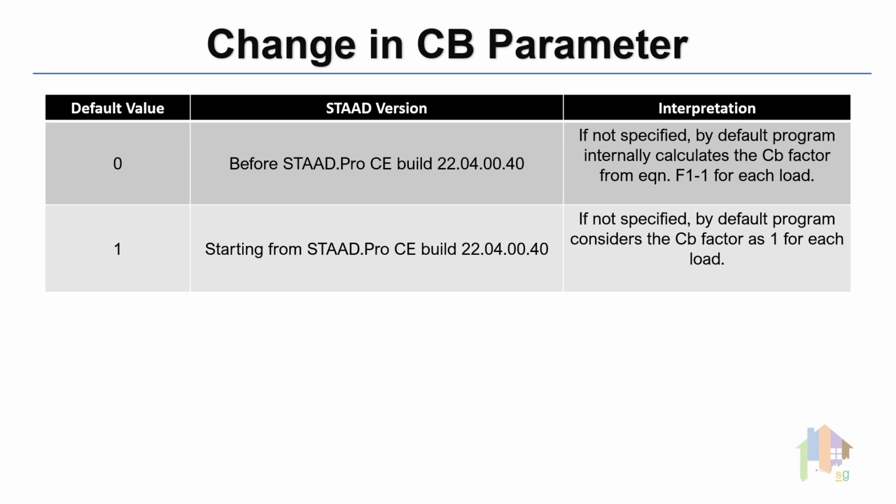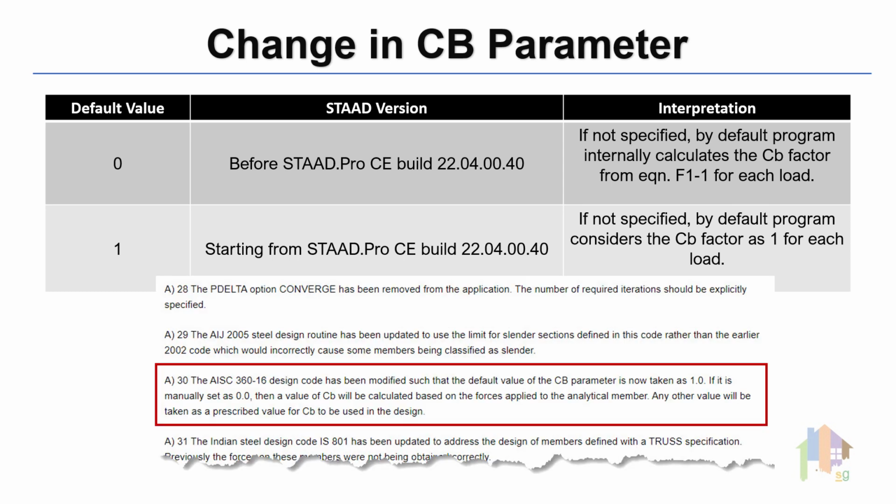In all STAAD versions before the latest update 4 version of STAAD.Pro CONNECT Edition, the default value of CB was 0, which means if you don't specify the CB parameter, the program internally calculates the factor for each load case, and that was used for the design. In the latest version, the default value is modified to 1, which means now the program considers the factor as 1 by default to calculate the lateral torsional buckling strength. The program no longer calculates the factor internally, and only if the CB value is provided as 0, then it is calculated. You can find this information mentioned in the revision history file.